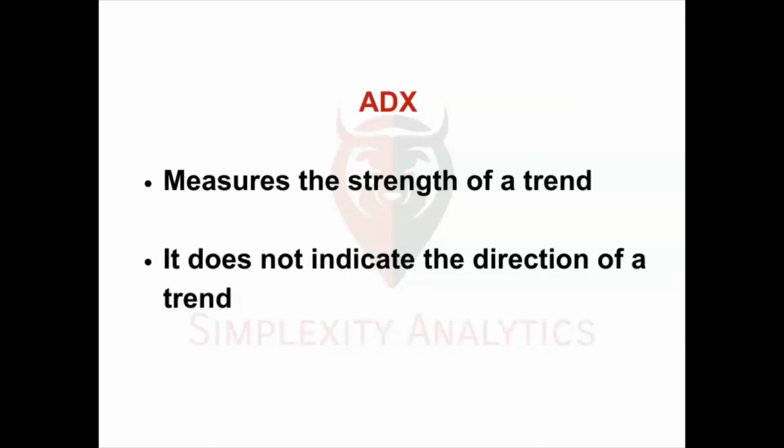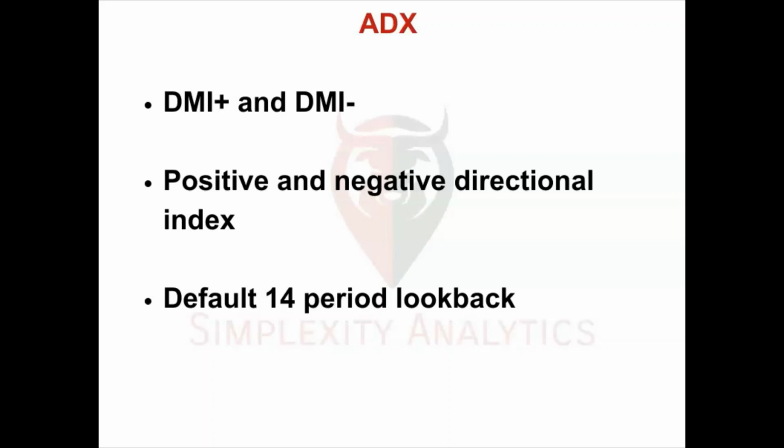ADX measures the overall strength of a trend of a market. However, it does not indicate the direction that the trend is in. This is why ADX often comes with two sub-indicators, the DMI plus and the DMI minus. DMI plus is the positive directional index and DMI minus is the negative directional index. And these measure the strength of the positive and negative price moves.